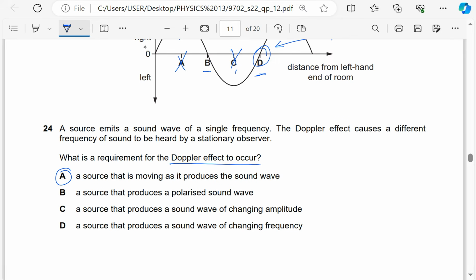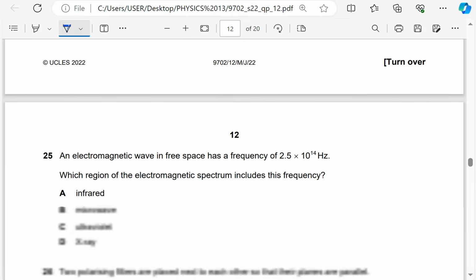A source that produces polarized waves, a source that produces sound waves of changing amplitude, a source that produces sound waves of changing frequency. We must have motion for the Doppler effect.